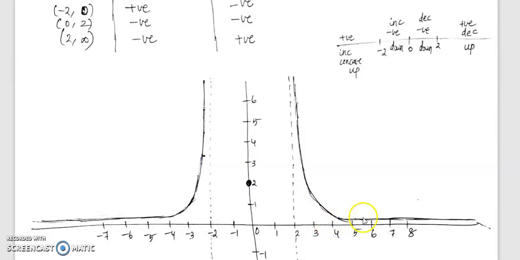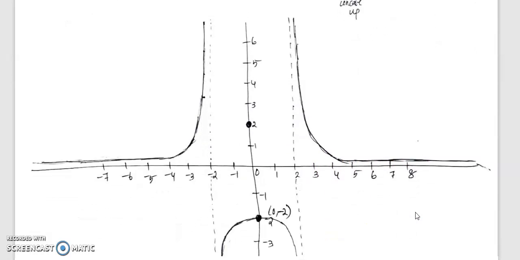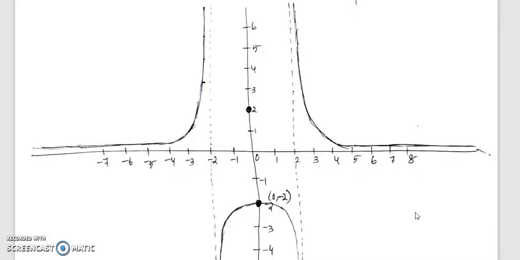So this will be the shape on the right side. So that is the required graph.